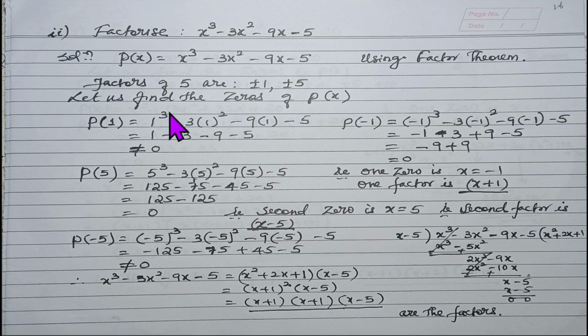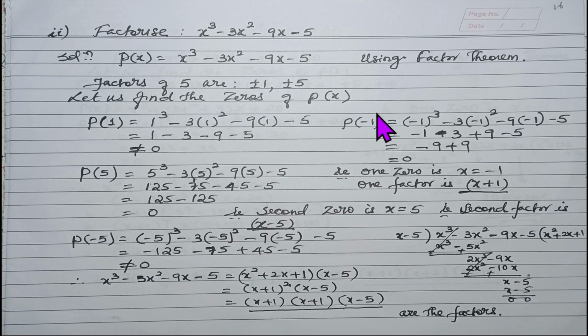Now let us go for one more example, that is factorize x cube minus 3x square minus 9x minus 5. Now take 5 here, write the factors of 5. The factors of 5 are plus minus 1, plus minus 5. So now we have to find out which value of x will make the value of the polynomial 0. So let us start with 1. With p of 1 I didn't get 0, therefore that can be given up.